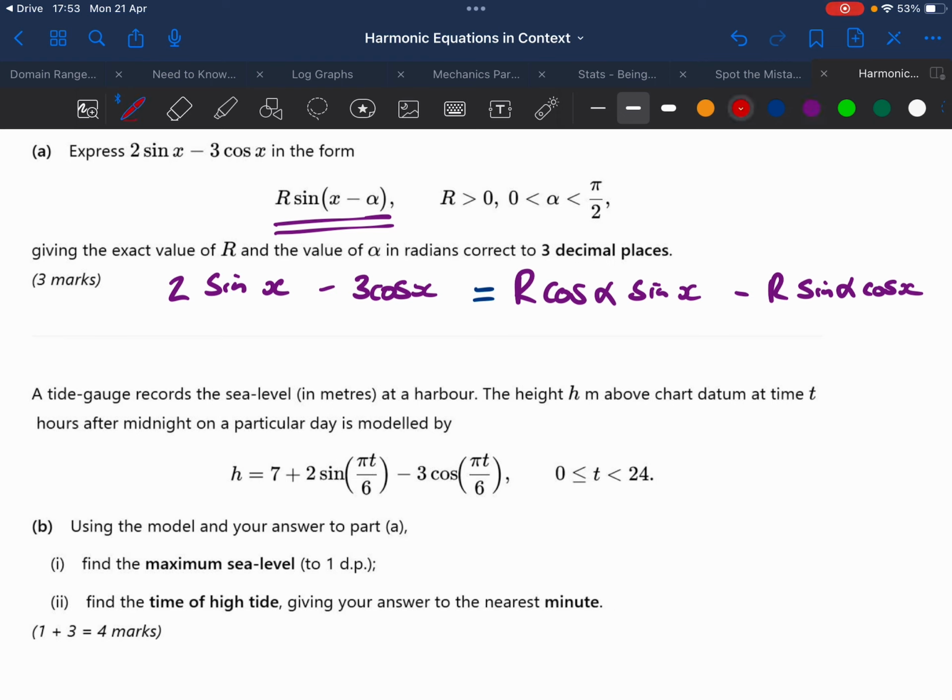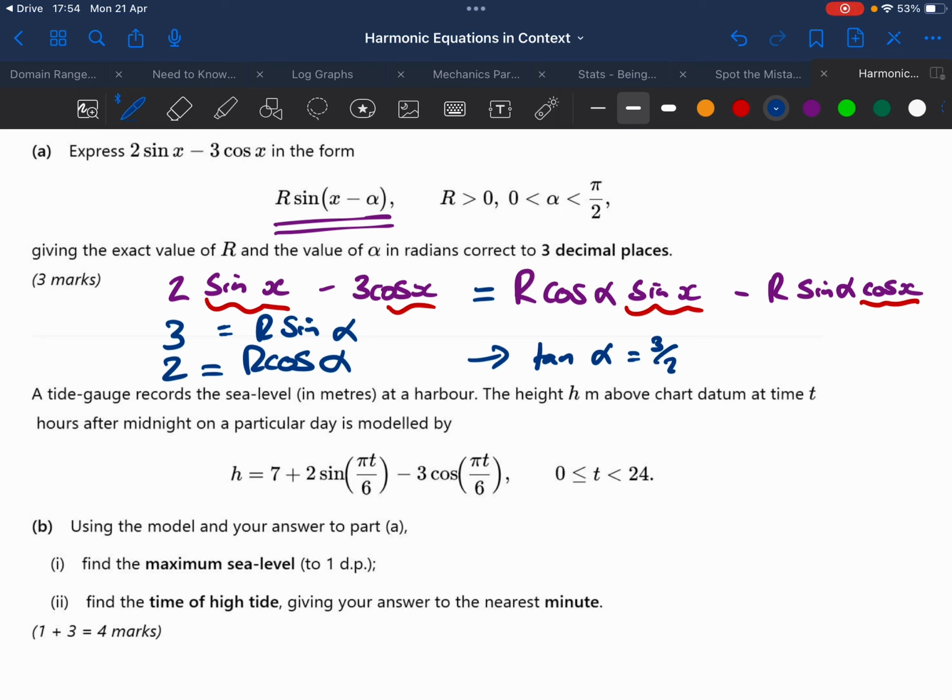So why am I writing them like this? Well, it's because you can compare the sine x on both sides, and you can use this to make some equations. So the first equation, for example, is that 2 is equal to r cos alpha. Then you can do some comparing with the cos x as well, and you can make an equation from that, which is 3, not minus 3, but 3. 3 equals r sine alpha. This leads us to get tan alpha as 3 over 2. So what does alpha end up being from all of that?